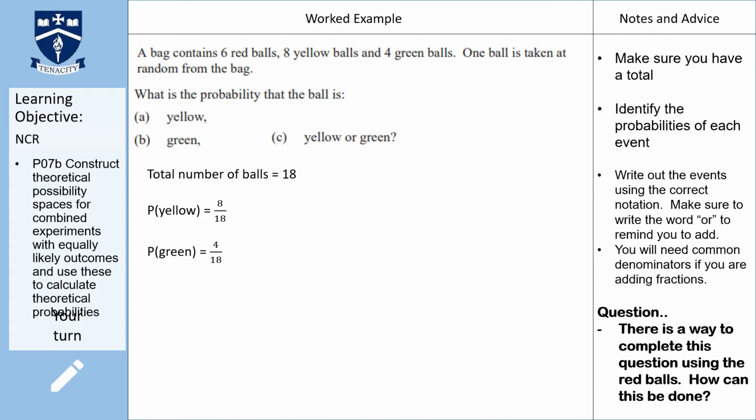Now for part C, yellow or green, well, I literally do what I've just been doing. Probability of my yellow or probability of green means I add them together. Now in this instance, everything's got nice common denominators, so I can straight away say that that adds up to 12 over 18.